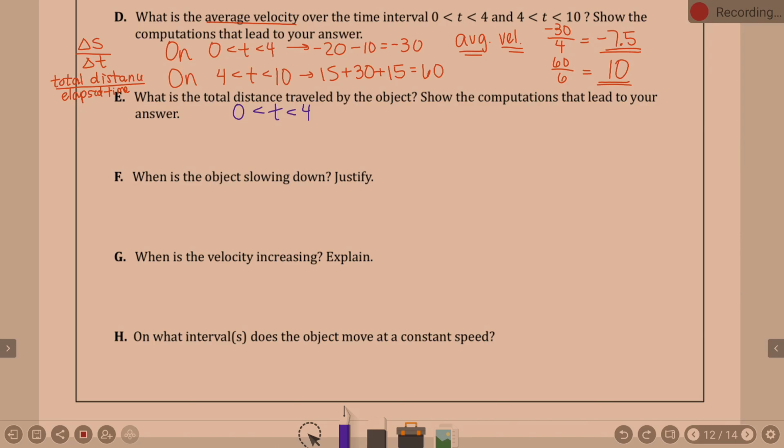Average velocity was 7.5. It traveled 30, and officially we have it as negative 30. Make it positive, right? Absolute value. Yeah, we have to talk absolute value here because now that we're talking total distance, if you take negative 30 and put it with this next number, we're not getting total distance. We're talking displacement. Okay? And then what do we know about on 4 to 10?